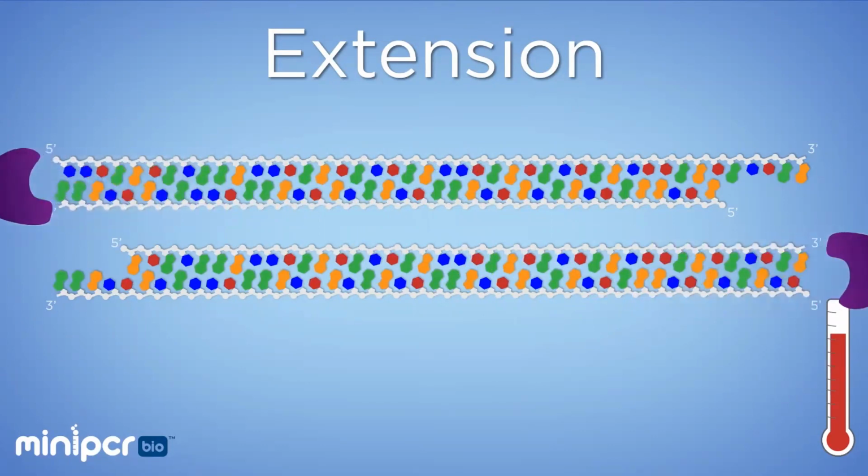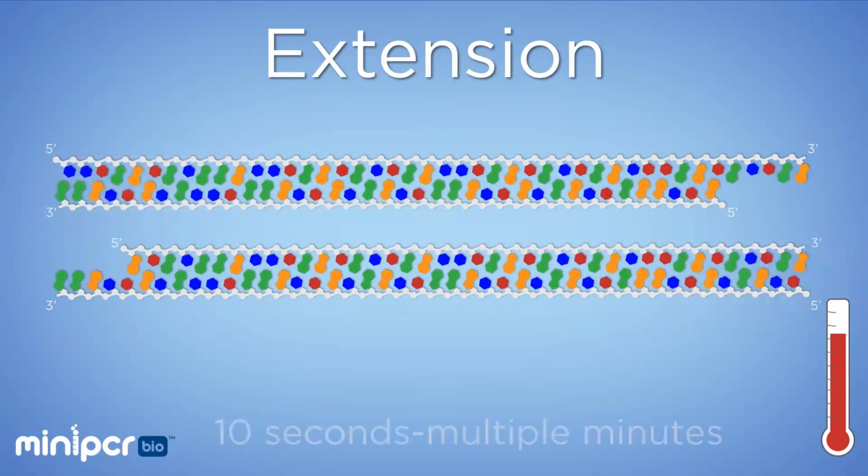Our extension step can vary in time. When our target is long, we can extend this step to a few minutes to give the polymerase time to copy the entire region. If we are copying very short regions, it may only need a few seconds. Extension typically happens around 72 degrees Celsius, the optimal working temperature of the polymerase.